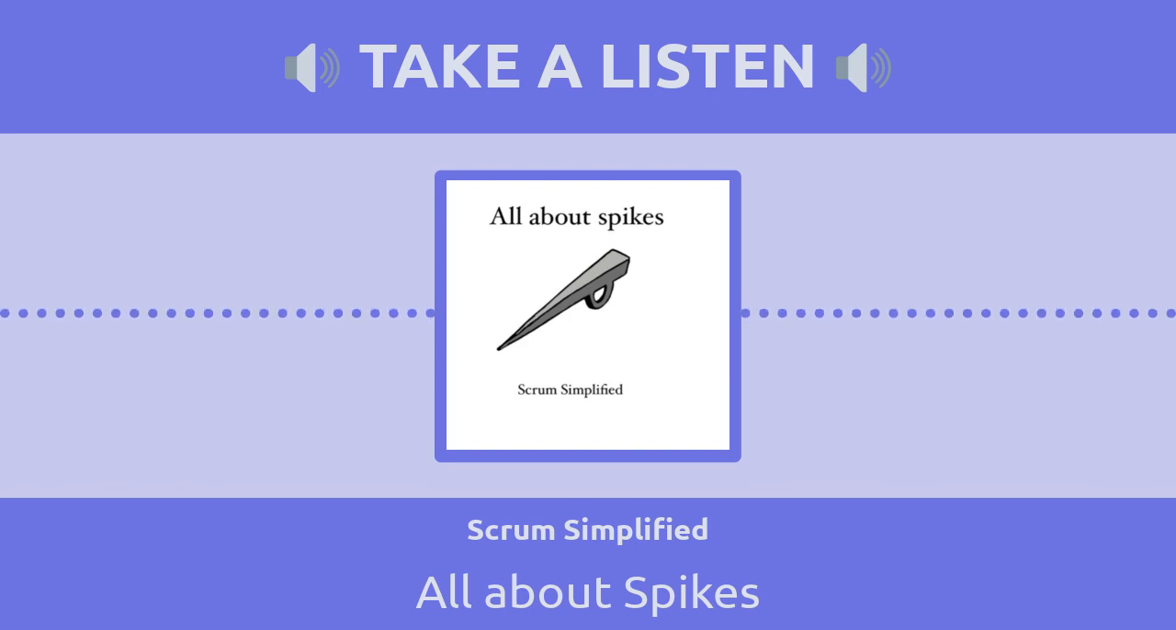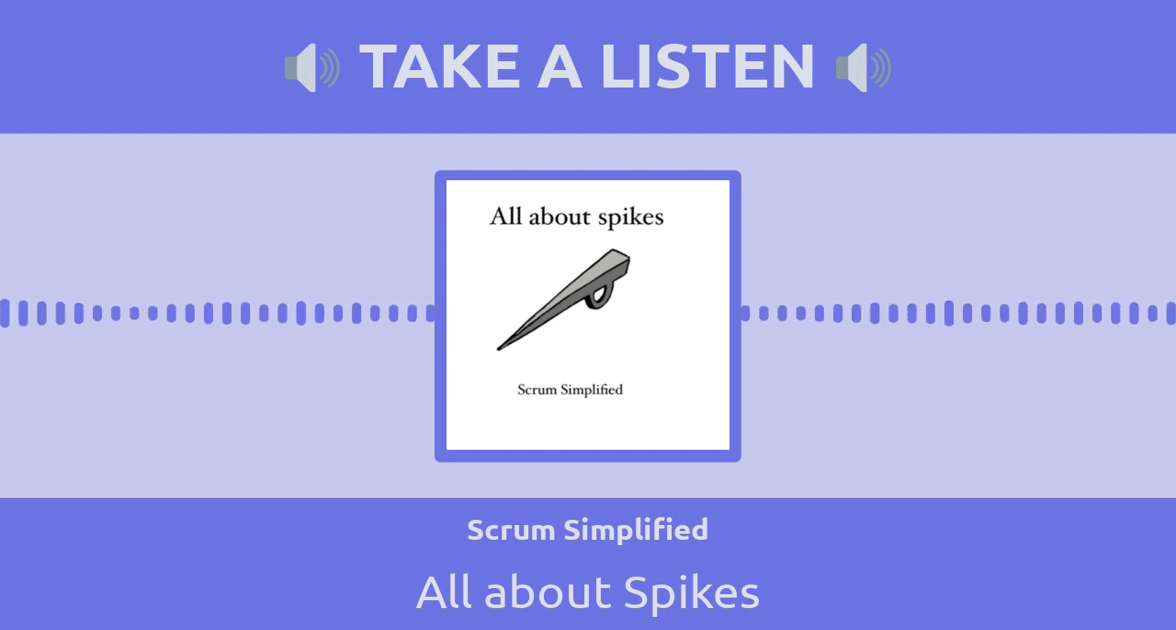For example, a spike might be used to investigate a new technology or framework, explore a potential solution to a complex problem, gain a better understanding of the non-functional requirements for a piece of functionality, or estimate the effort required to implement a particular feature.